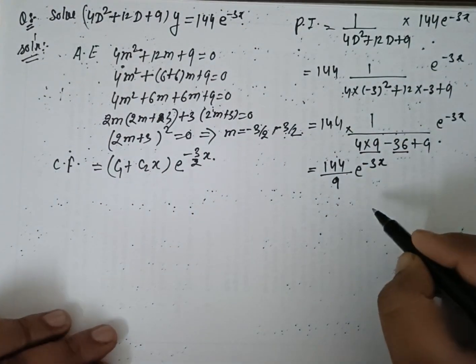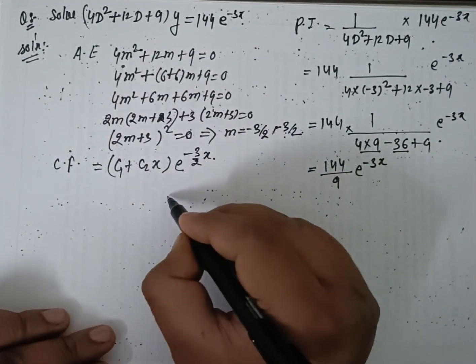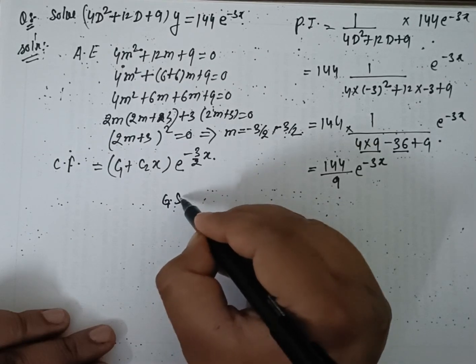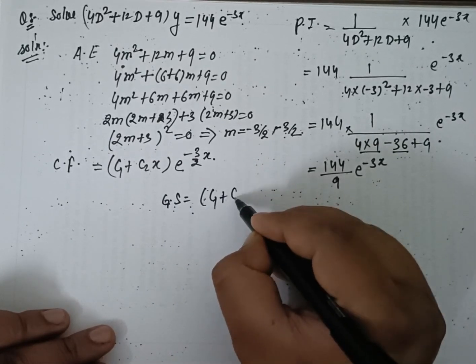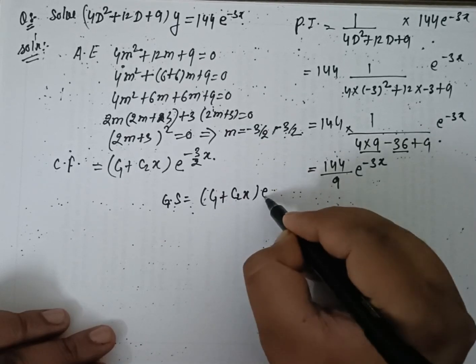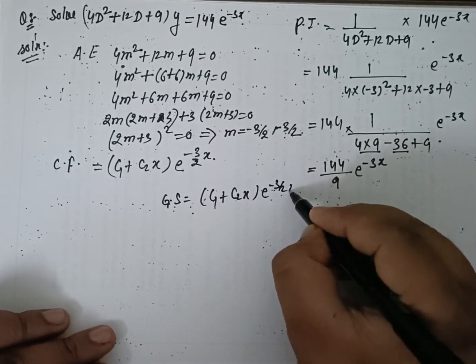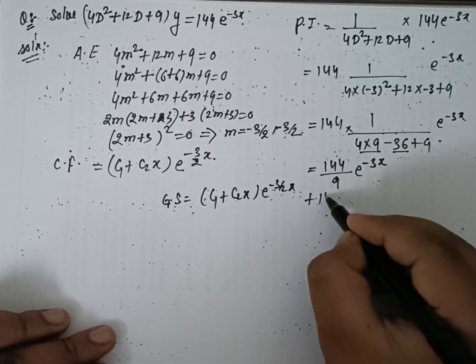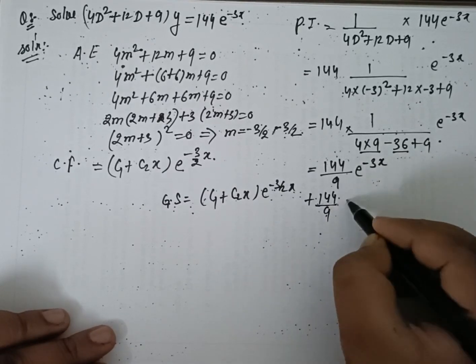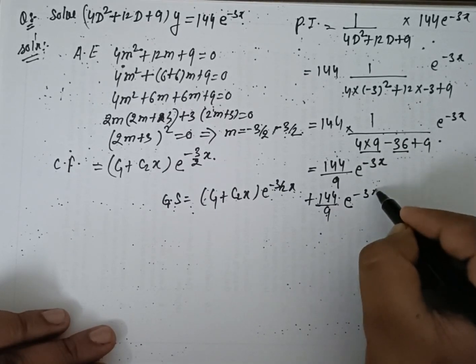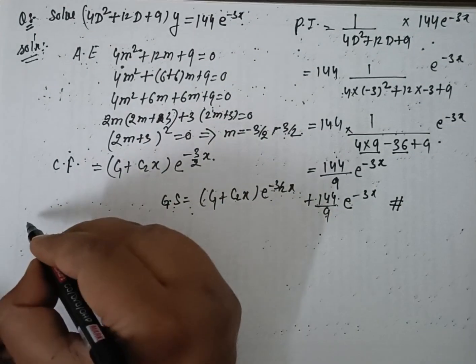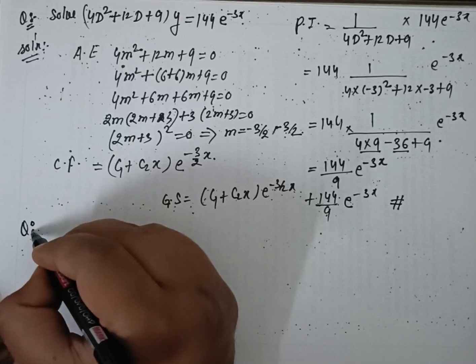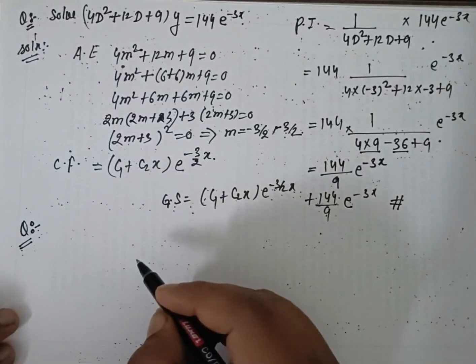What about the general solution? Your general solution is CF plus PI, that is (c1 + c2 x) e^(−3x/2) plus (144/9) e^(−3x), which is another simple question here. Now I am going to deal with another question on the same theory.